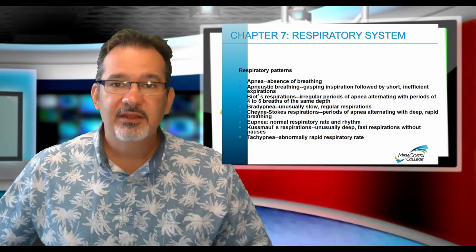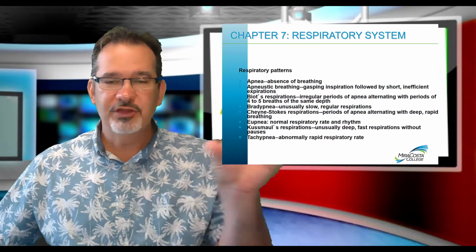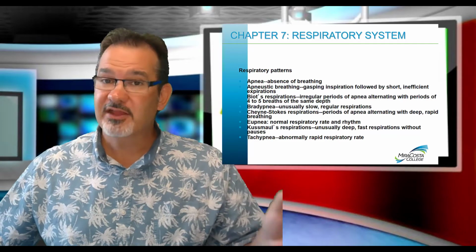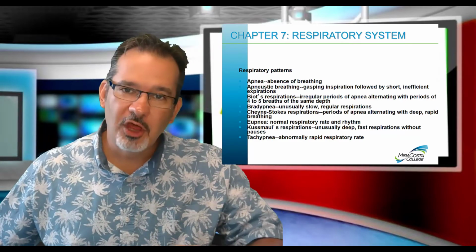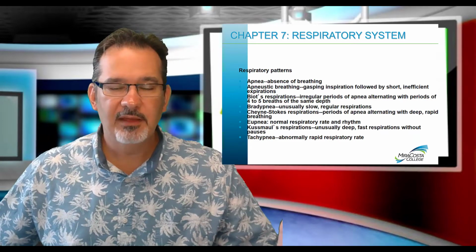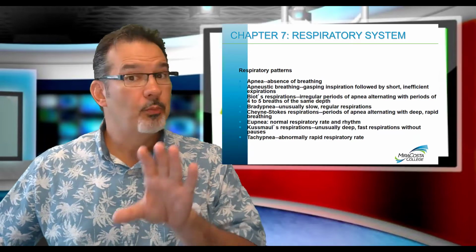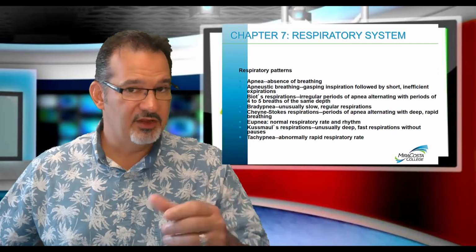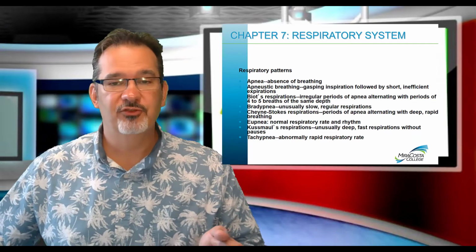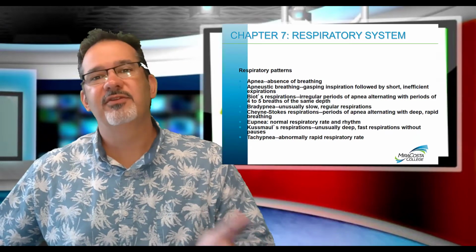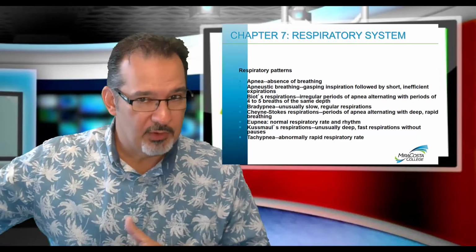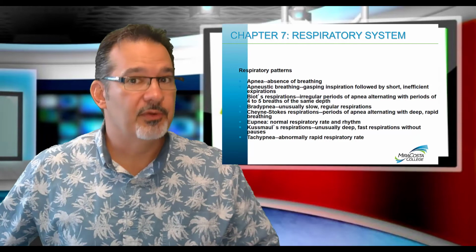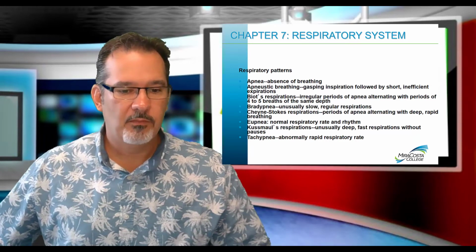Bradypnea, just like previously when we talked about the cardiac system and we had bradycardia, slow heart rate, bradypnea is a slow breathing rate, which would be something below, in an adult, 12 respirations per minute. Tachypnea is the opposite, more than 20 respirations per minute, okay, which would be something like hyperventilation, okay?